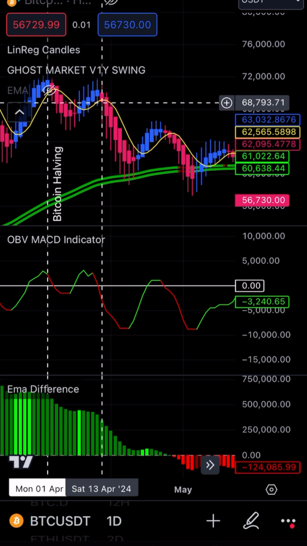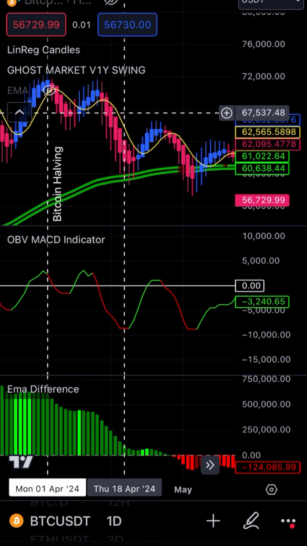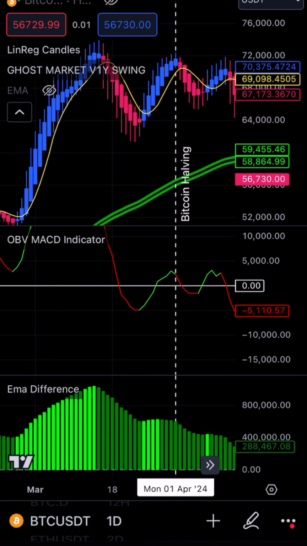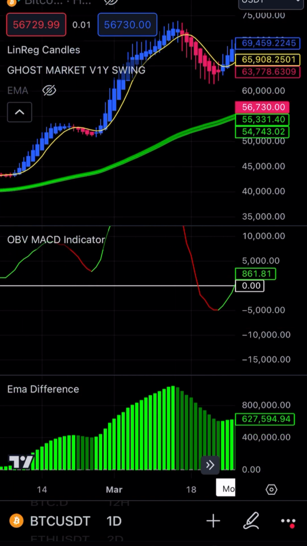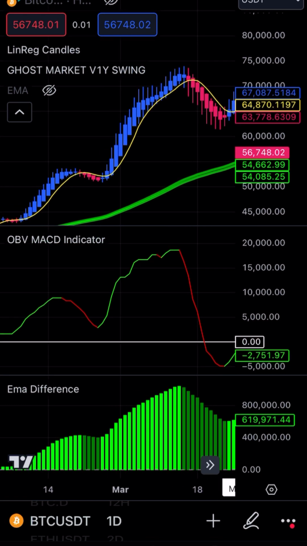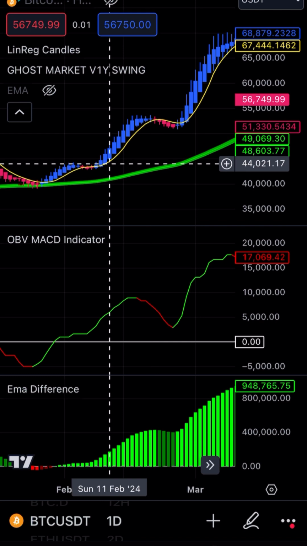Right here in this moment, we see the candles are below the linear line. The MACD indicator you see is below the linear line. And the EMA difference is starting to look like it's getting weaker. So it's not giving you an indication that it's below the zero line, but this is still a good trade. So let's go back a little bit more, and I want to do the hour. I want to do a couple other time frames too.